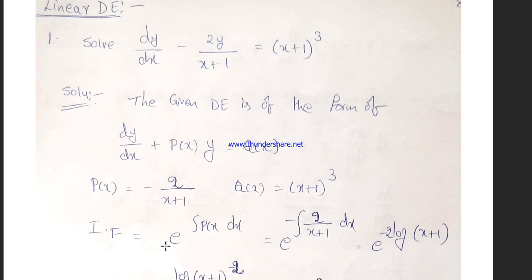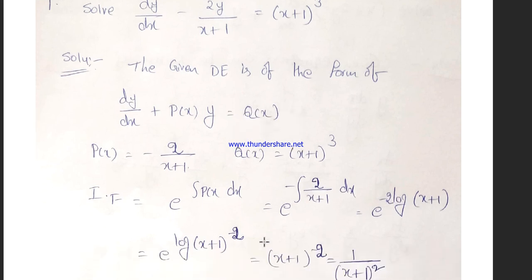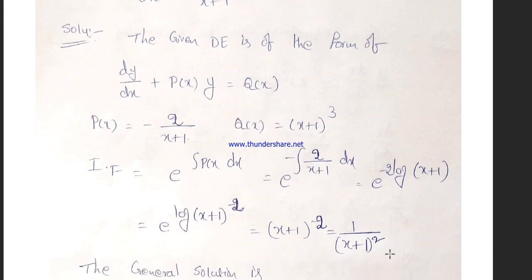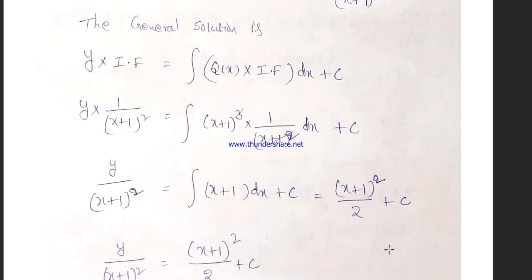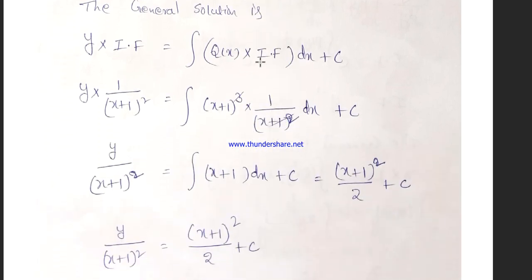So integrating factor equal to e power integral p of x dx, that is e power integral minus, the negative sign outside, integral 2 by x plus 1 dx. So e power minus 2 log of x plus 1. So e power log of x plus 1 whole power minus 2, that is x plus 1 whole power minus 2, which means we get 1 by x plus 1 whole square. The general solution is y into integrating factor equal to integral q of x into integrating factor dx plus c.